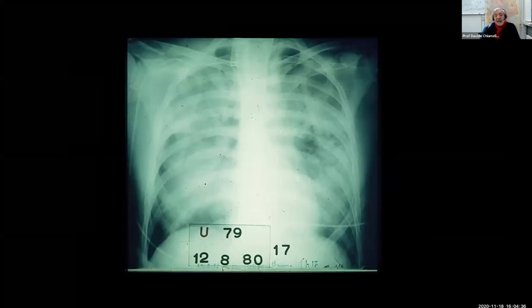Anyway, this is the classical ARDS. Look here, 12 August 1980. I didn't change too much. This patient had a previous pneumothorax. This patient was on one of the first extracorporeal supports. You can see the return cannula in the vena cava, and you have the input cannula here.